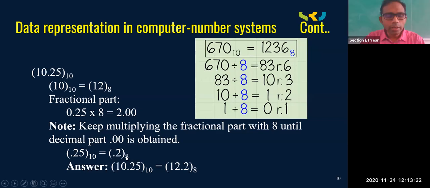0.25 into 8. Like that, if you multiply, you will be getting 2 times. 0.25 times 8 is equal to 2.00. So you are going to write dot 2 here.